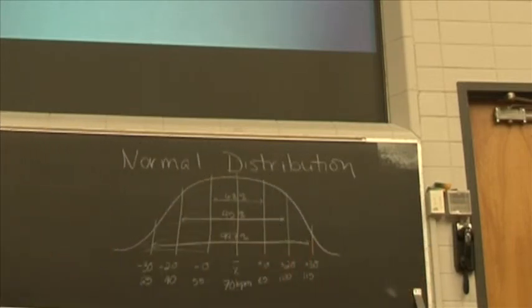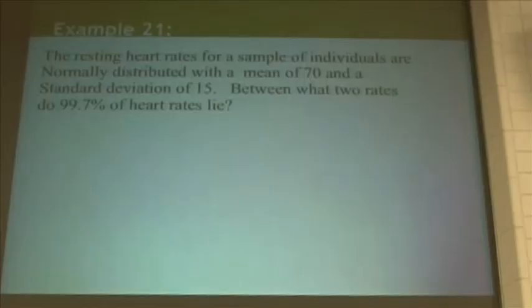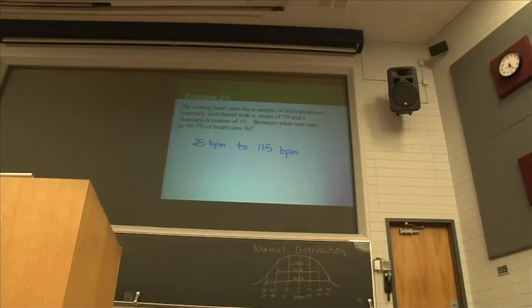So, 99.7% of your heart rates are between 25 beats per minute and 150. Again, when in doubt, draw the pretty picture for yourself, or copy that down on the paper if you want. That's why I drew it up on the board so you can have it for reference.